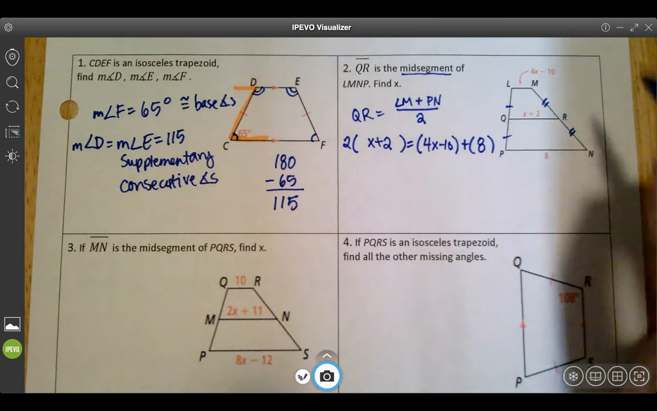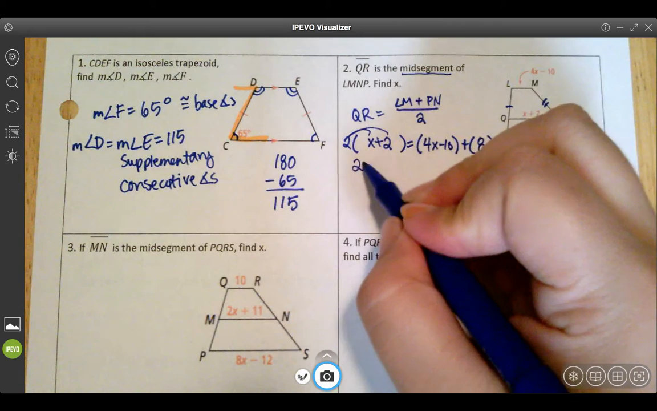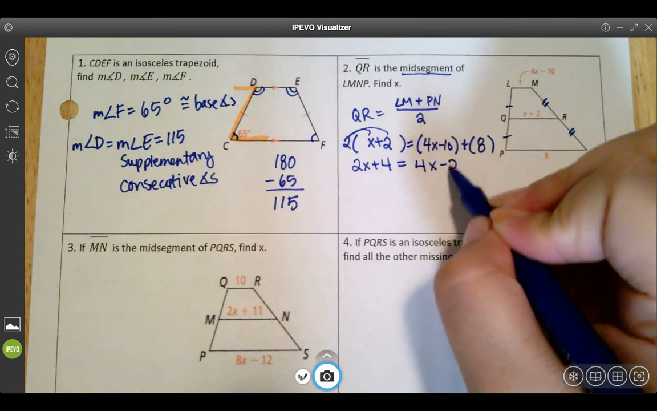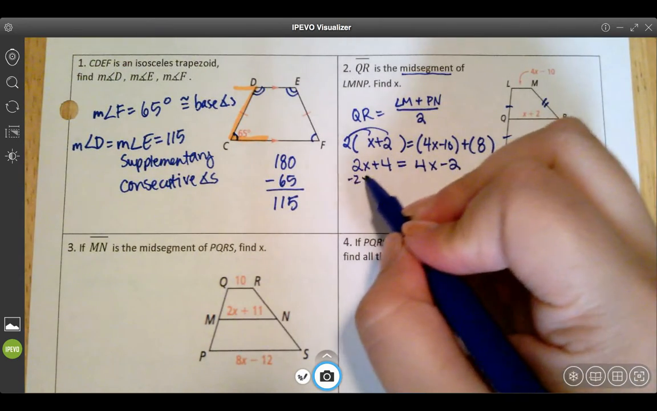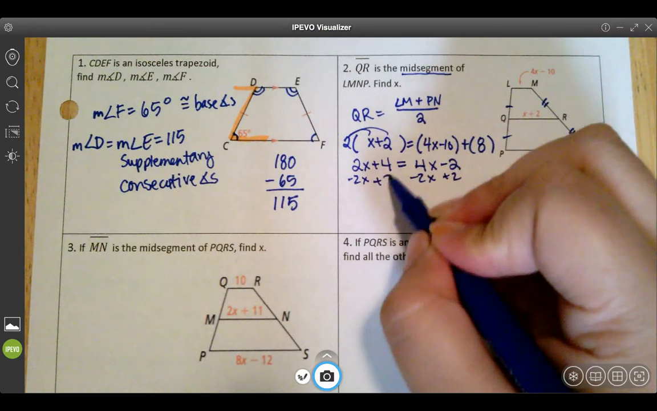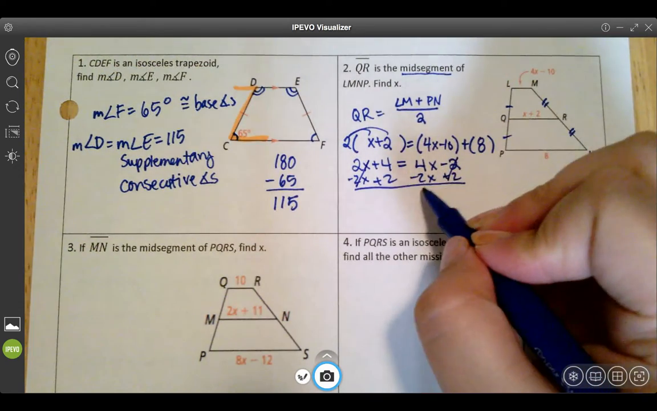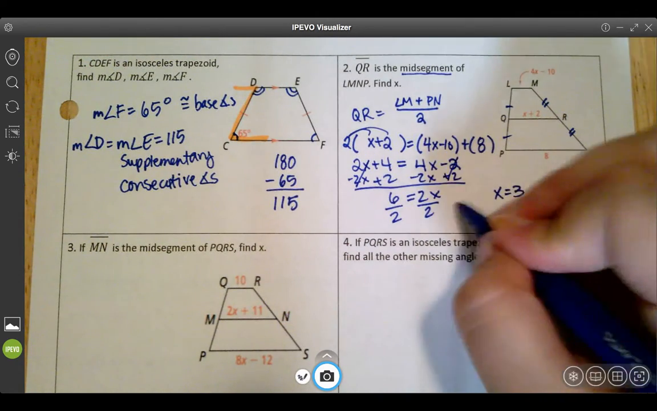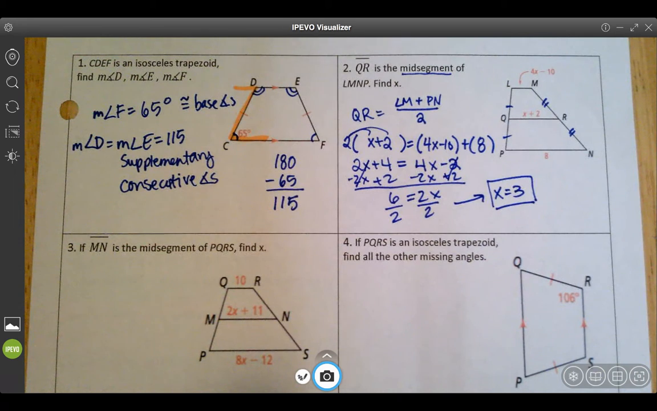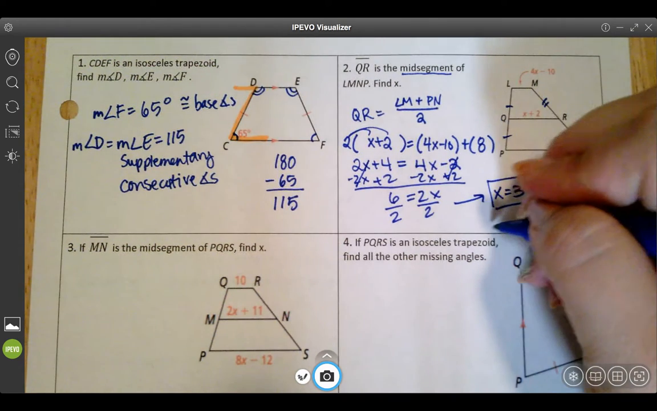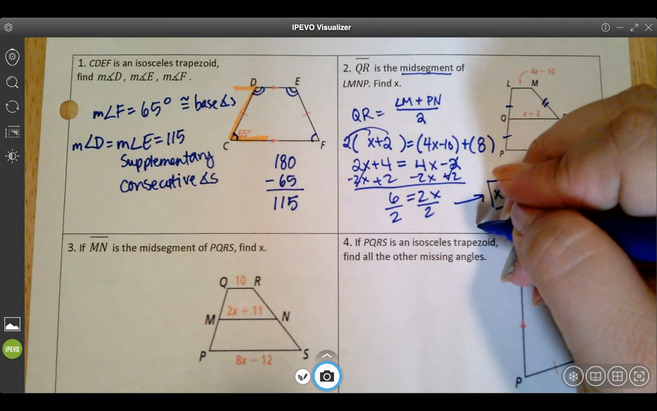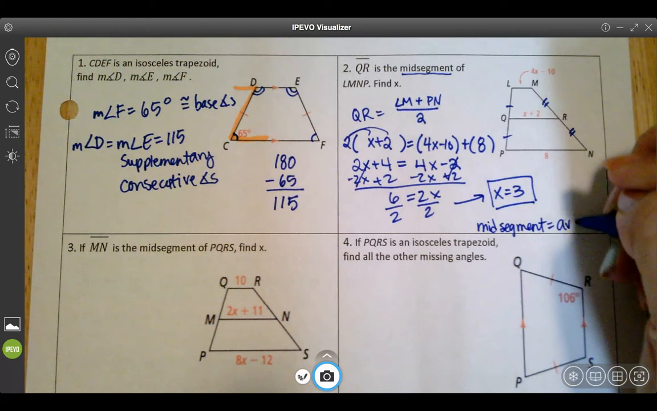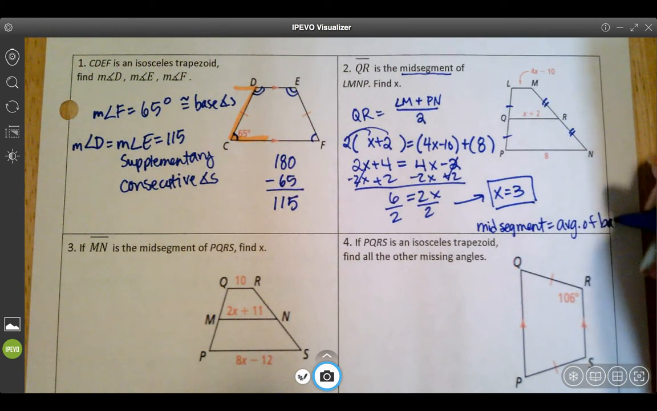From here, we solve algebraically, distribute that 2. 2x plus 4 equals, collecting like terms, 4x minus 2, minus 2x plus 2. 2x equals 6. Divide by 2. X equals 3. And we did that by calculating the midsegment equals average of bases.